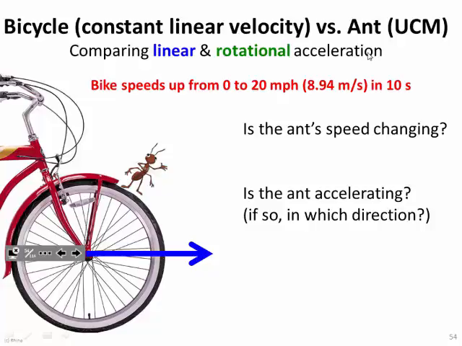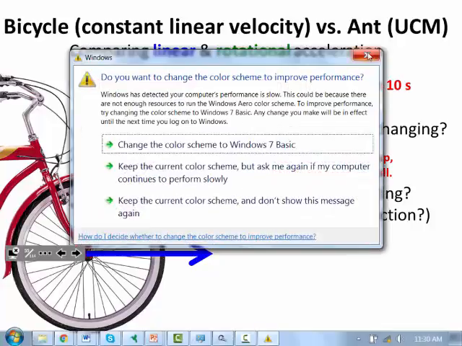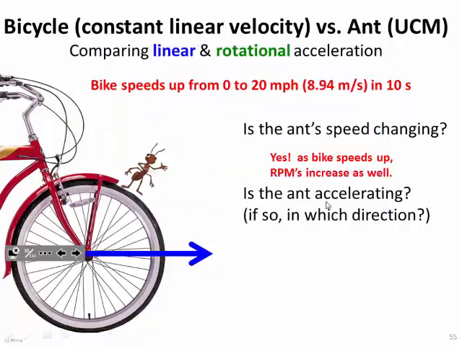So now, what about the ant? The ant's spinning around the tire. Is the ant accelerating? So what direction? As the bike speeds up, the RPM speeds up as well. The rotations speed up as well. So is the ant's speed changing? Yes, the ant's speed is changing. Remember, the ant has a rotational speed here. All right? So let's pretend we don't know about this other thing called centripetal acceleration. That's a separate topic. In fact, that topic comes after this one in my slide presentations.